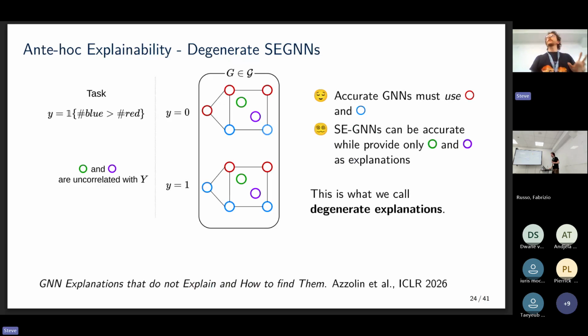Now comes the tricky bit, and it's that SCGNNs can be accurate while providing only the green or the violet node as an explanation, which is in principle not possible, because if the model was relying only on the green and the violet node, its accuracy should be chance level, but it is not, because the accuracy can be even 100%. So there is something strange going on, and this is what we call degenerate explanation, or an explanation that does not explain. And the reason is that the explanation shows you something that the model cannot do, because otherwise it would have reached random chance accuracy.